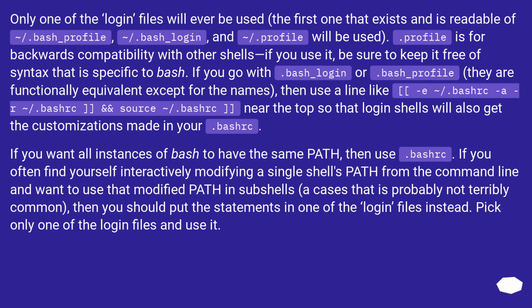Then use a line like [ -r ~/.bashrc ] && source ~/.bashrc near the top so that login shells will also get the customizations made in your .bashrc. If you want all instances of bash to have the same PATH, then use .bashrc. If you often find yourself interactively modifying a single shell's PATH from the command line and want to use that modified PATH in subshells, a case that is probably not terribly common, then you should put the statements in one of the login files instead. Pick only one of the login files and use it.